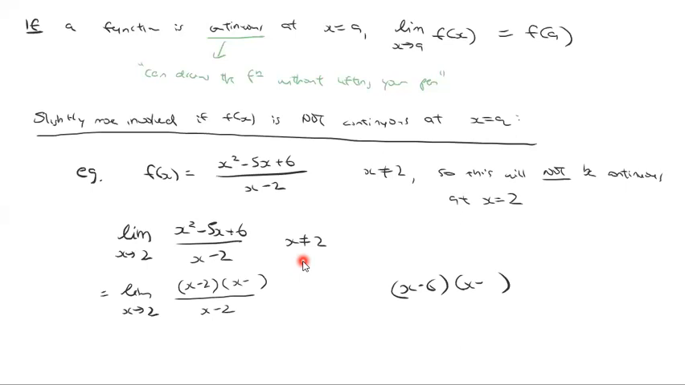Does everyone remember how to factorize quadratics? Tiffany, Janelle, you're all comfortable with that? All right. What do you notice about the x minus 2? We can cancel it out. So therefore, it's now equivalent to working out the limit as x approaches 2 of x minus 3. And this you can just sub in to get negative 1.